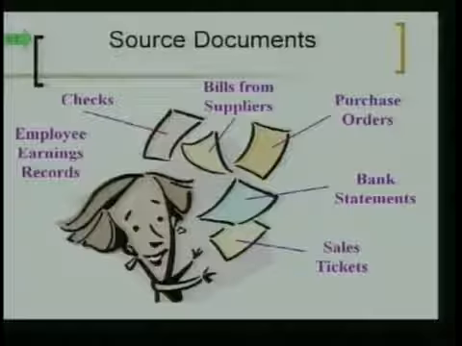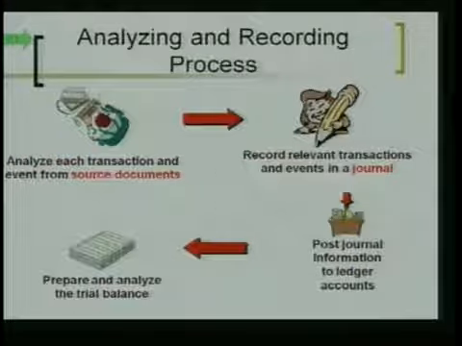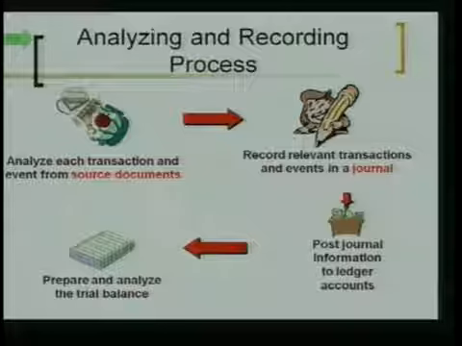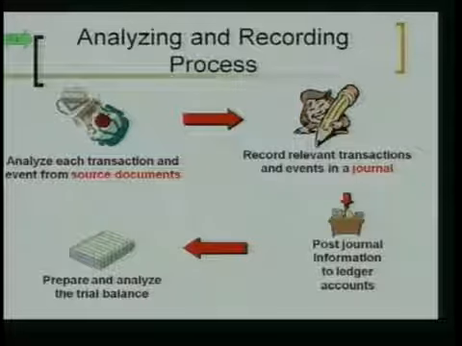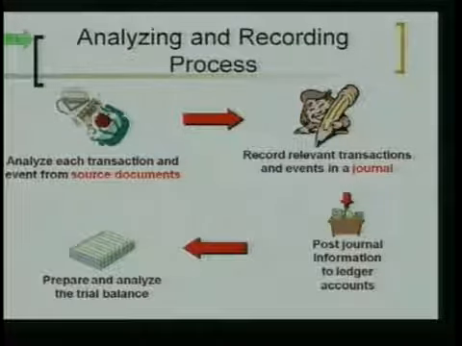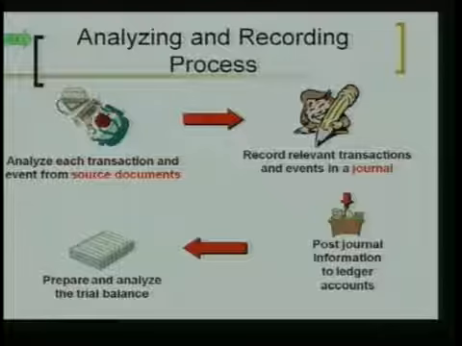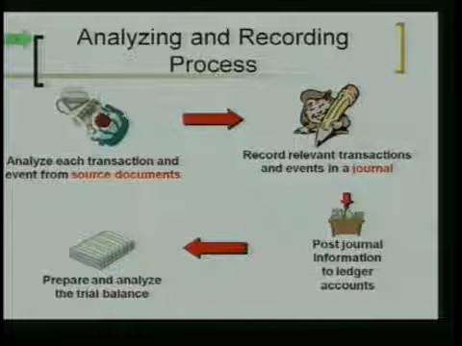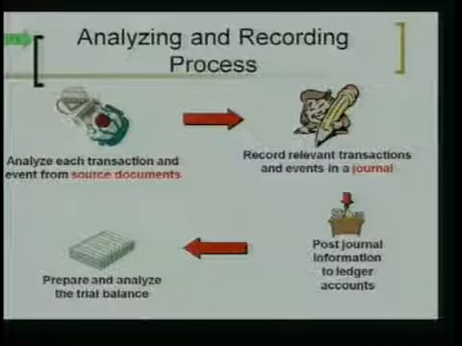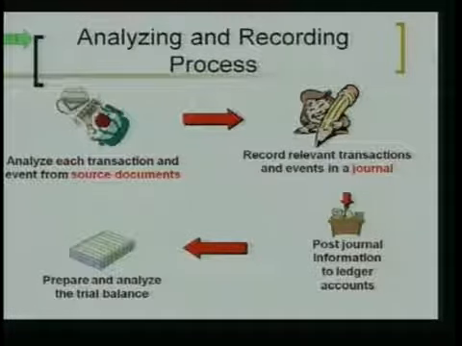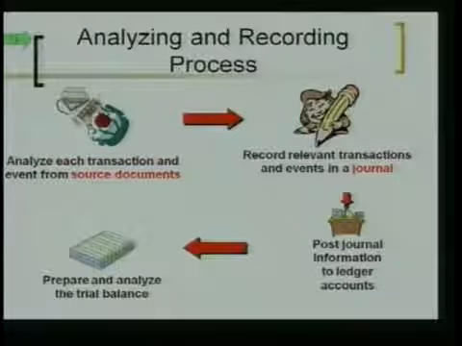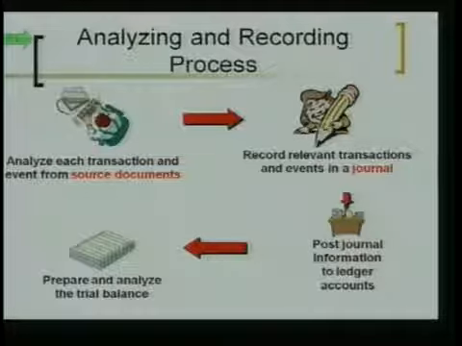But source documents. What we do is we analyze the transactions and events from these source documents, and then we're going to record these transactions in what we call a journal. All right? Then we're going to post the journal to the ledger accounts, and then we're going to learn about preparing and analyzing something called a trial balance. Now, again, this doesn't all make sense right now. There's a lot of terms we haven't discussed, but this is where we're going with this chapter. Cool?